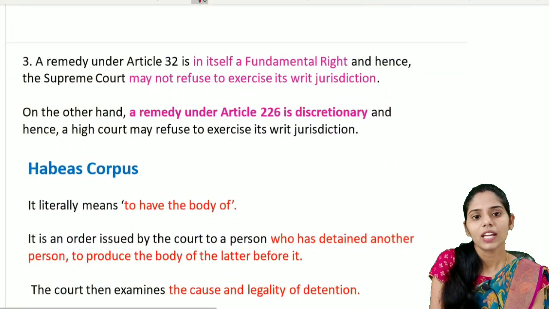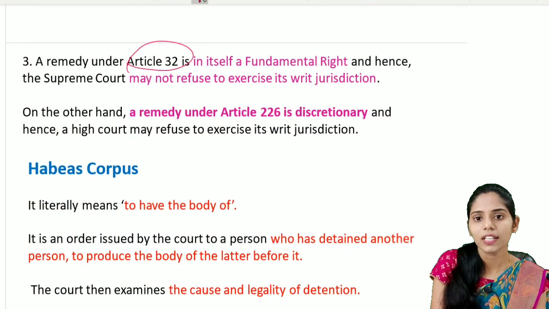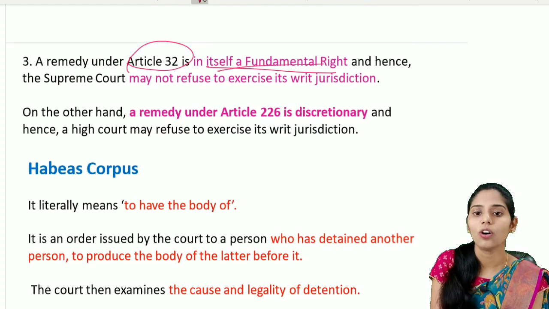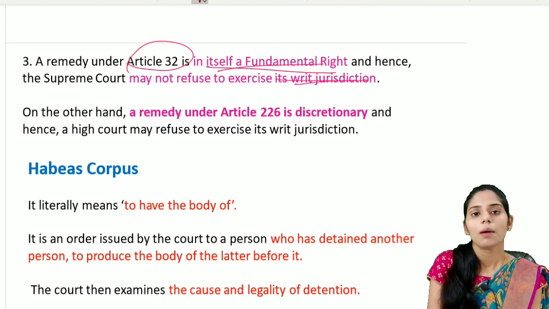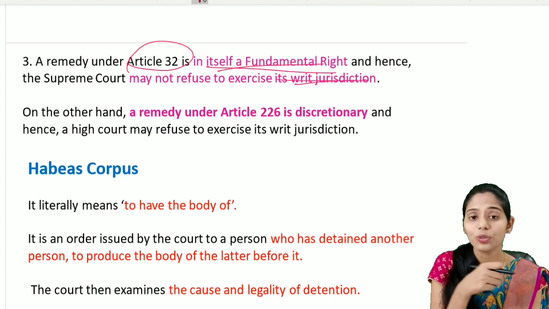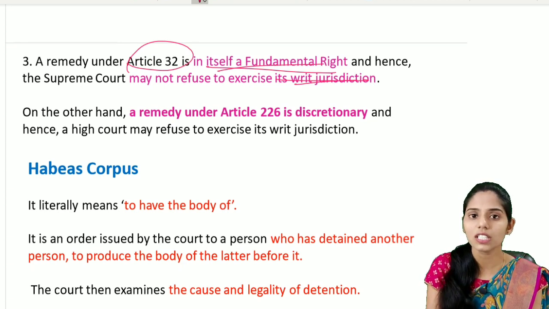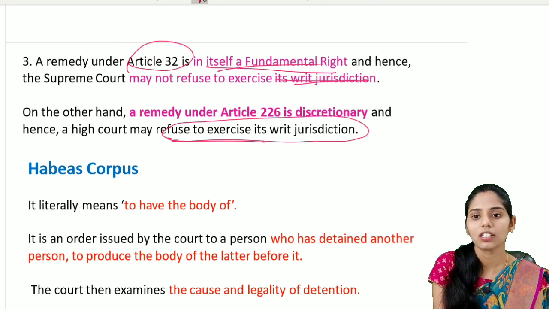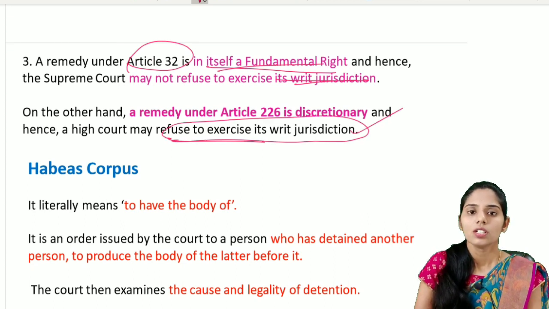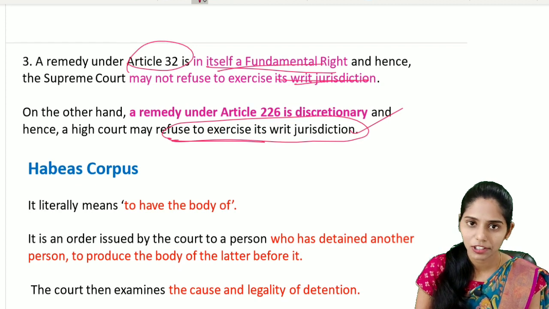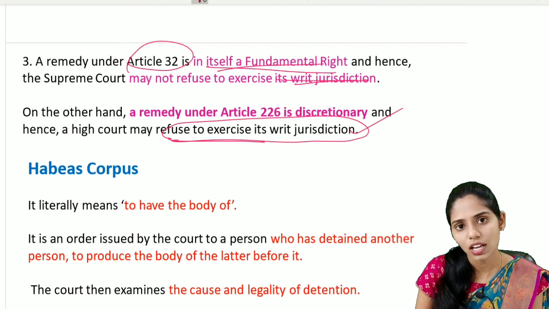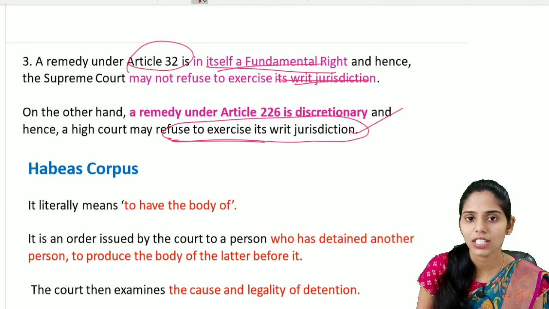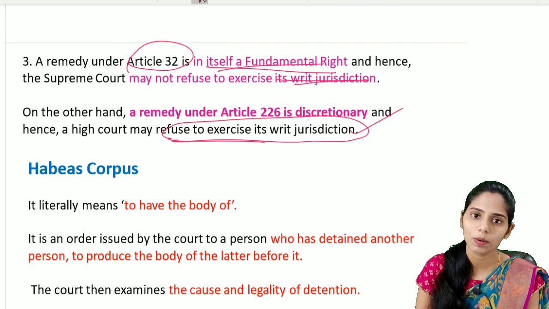And the third one is that the remedy under Article 32 is itself a fundamental right. Hence, the Supreme Court may not refuse to exercise its writ jurisdiction. But the High Court acts according to Article 226 of the Indian Constitution, so it is a discretionary power. Hence, the High Court may refuse to exercise its writ jurisdiction. So Article 32 is itself a fundamental right. If there is any violation, it allows the individual to move to the Supreme Court directly.